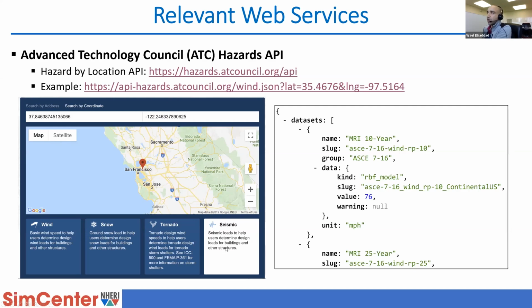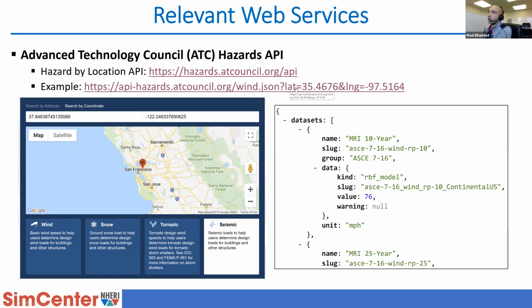And it supports different types of hazard. But what's important here is that they also have an API. And what I found out is they have some examples of how to use this API. So it's usually based on this URL, api-hazards.atcouncil.org. And then it goes into different hazards. So in this case, it's going to wind.json, and it's providing latitude and longitude. So many times, the way to use these APIs, to some extent, it's readable. When you form this URL to request something from the API, it's easy to figure out what it means.